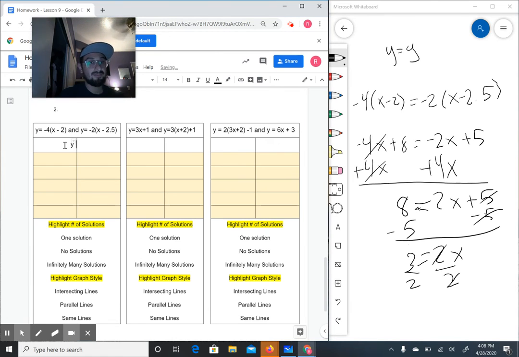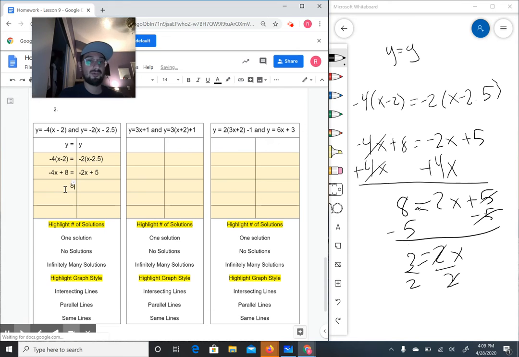So y equals y. So one side of the equation is negative 4x minus 2. The other side of the equation, negative 2x minus 2.5. So it's going to be distribute. So negative 4x plus 8 is equal to negative 2x plus 5.